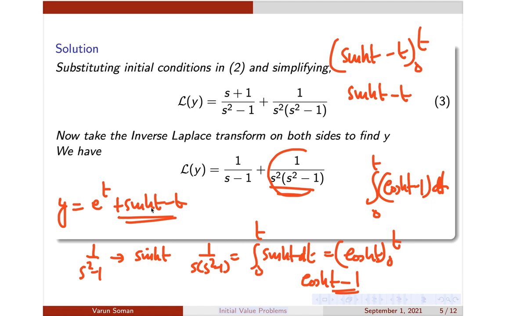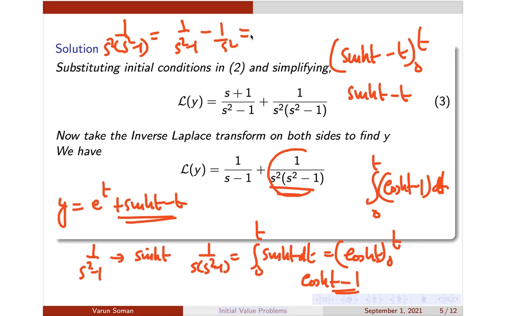Okay, so that is clear. Or I'll give you another method also. You can also use partial fractions here. So this 1 by s square into s square minus 1 can actually be split, if you just rearrange it a bit, into 1 by s square minus 1 minus 1 by s square, right? If you just take the LCM, you get s square minus s square plus 1. Okay, so you can split it into two like this. Now what is this?